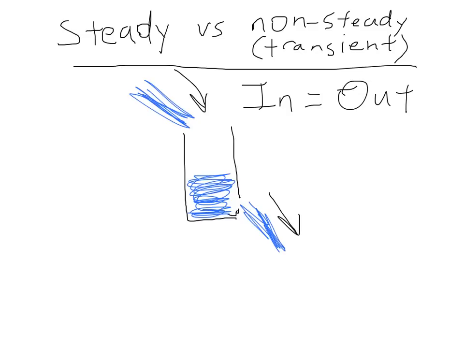When we have steady state, in is equal to out. Non-steady state, in does not equal out. And that's the key concept you've got to get built into your head, and you have to remember this over and over. For a steady state process, in equals out. The amount of material going in is equal to the amount of material going out.